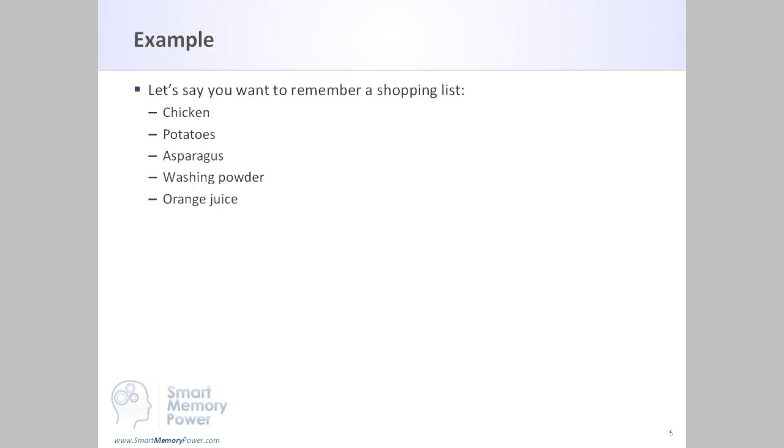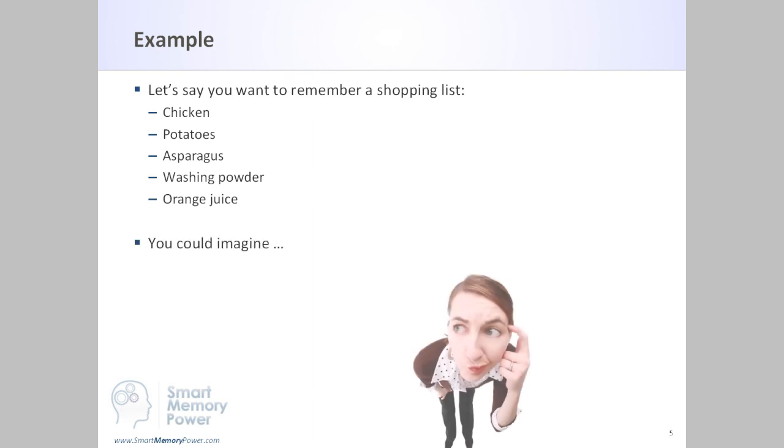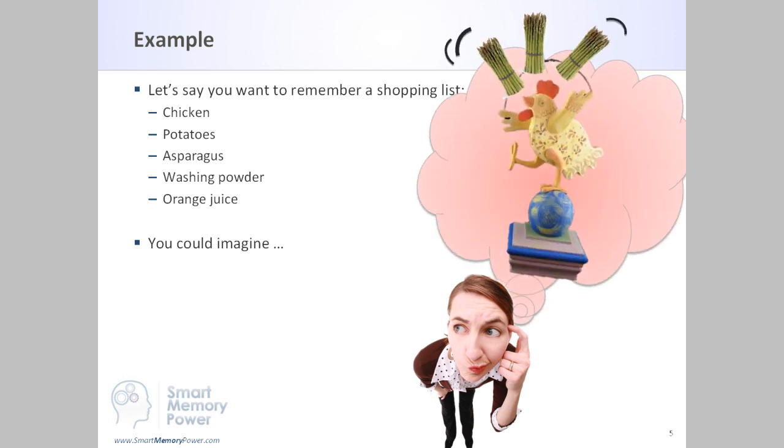So let's say, for example, you want to remember a shopping list, all right? And if you have a pen and paper handy, you might want to write these down. You've got, let's say, chicken, potatoes, asparagus, washing powder, and orange juice, all right? So you've got 5 things right there on that list. You could imagine something pretty crazy, like, for example, why not have the chicken juggling some asparagus while it's putting the washing on, or maybe it's doing it on top of a washing machine. Well, that's 3 things that you've remembered.